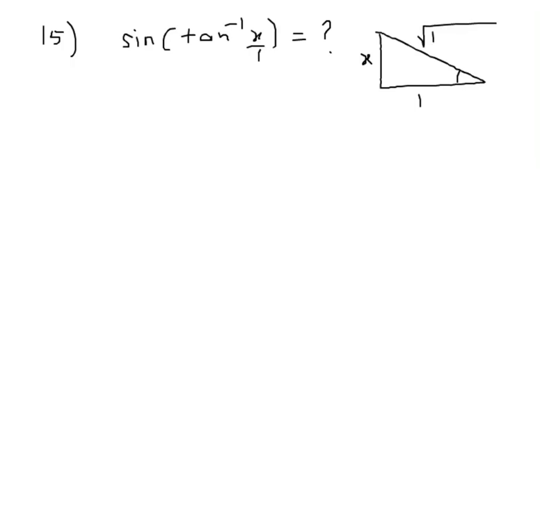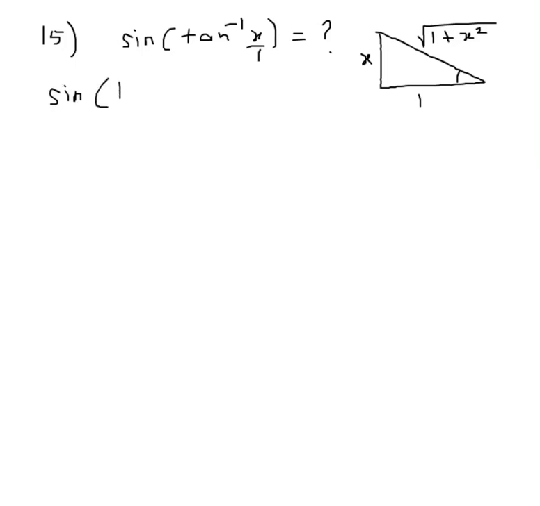Question 15. Sine of tan inverse of x is equal to, we have to find. Since we have sine outside, we will change this tan inverse to sine inverse using triangle method. Here I can take x as x divided by 1. Tan is opposite side by the adjacent side, so hypotenuse will be root of 1 plus x square.